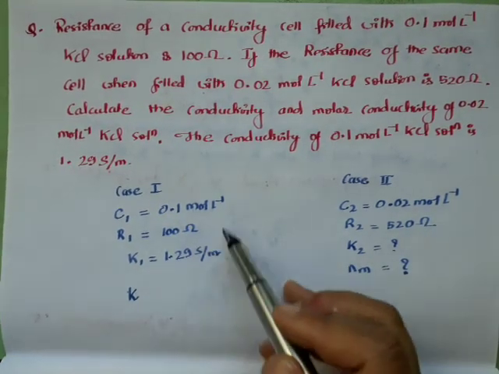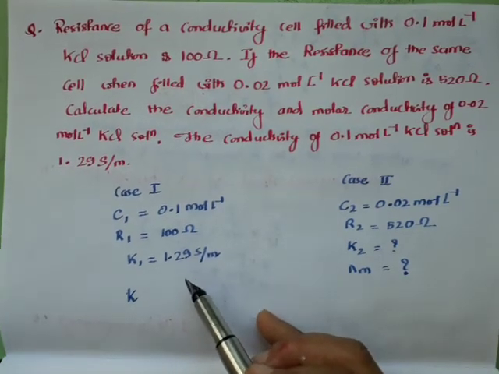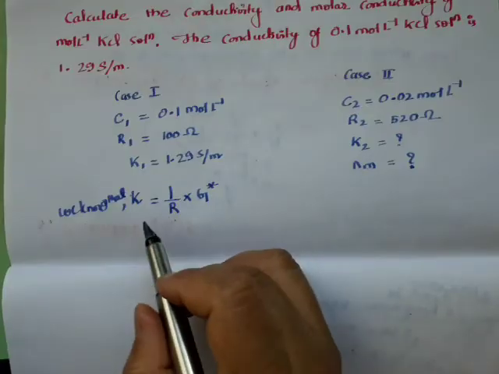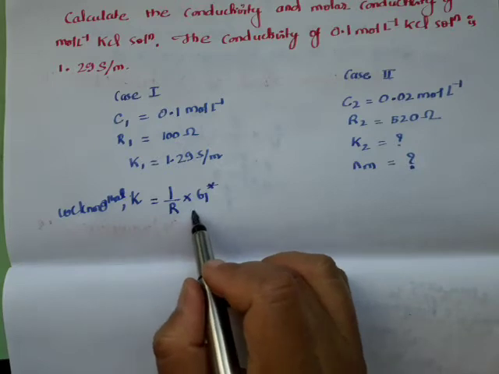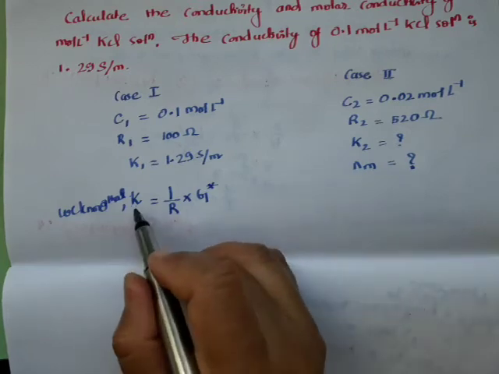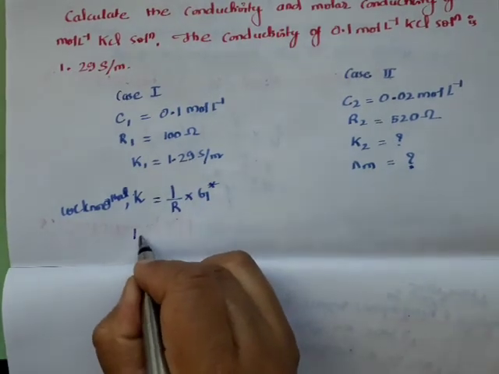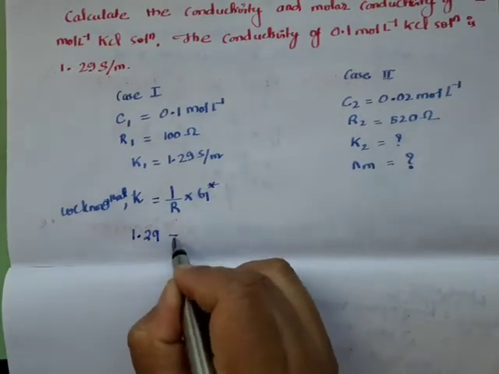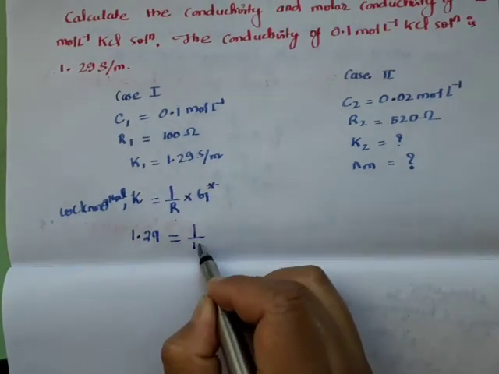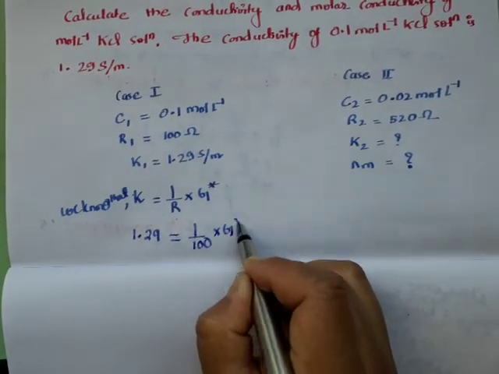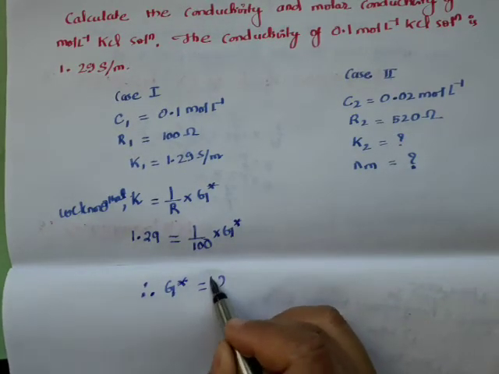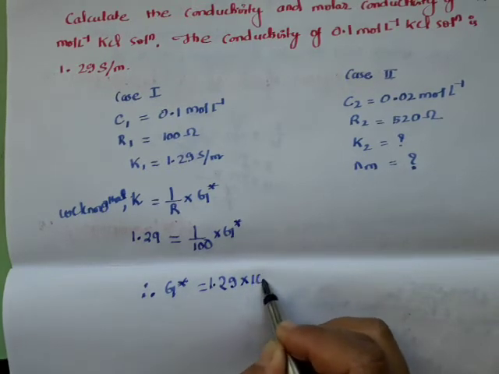Okay, so with the help of this, first we will find the cell constant, which is the same for both. We just derived the formula for kappa as 1 by R into G star. This is your cell constant, and it will be the same for both. So kappa here is 1.29, equal to 1 by R, and R is 100, so 1 by 100 into G star. Therefore G star is 1.29 into 10 to the power 2.